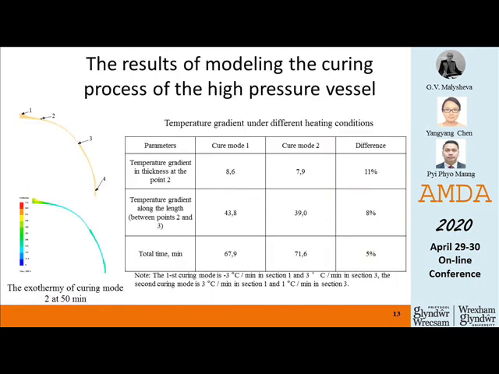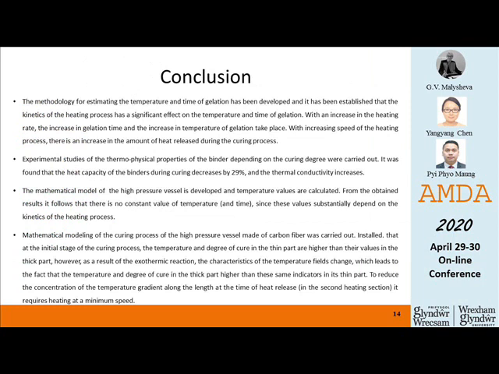To ensure a more uniform distribution of temperature fields along the length and thickness of structure, modeling was performed at a lower heating rate, which in the first section was 3 K per minute and 1 K per minute in the third section. The proposed heating mode leads to an increase in the curing time of 5%, but reduces the temperature gradient in thickness by 8% and in length by 11%.